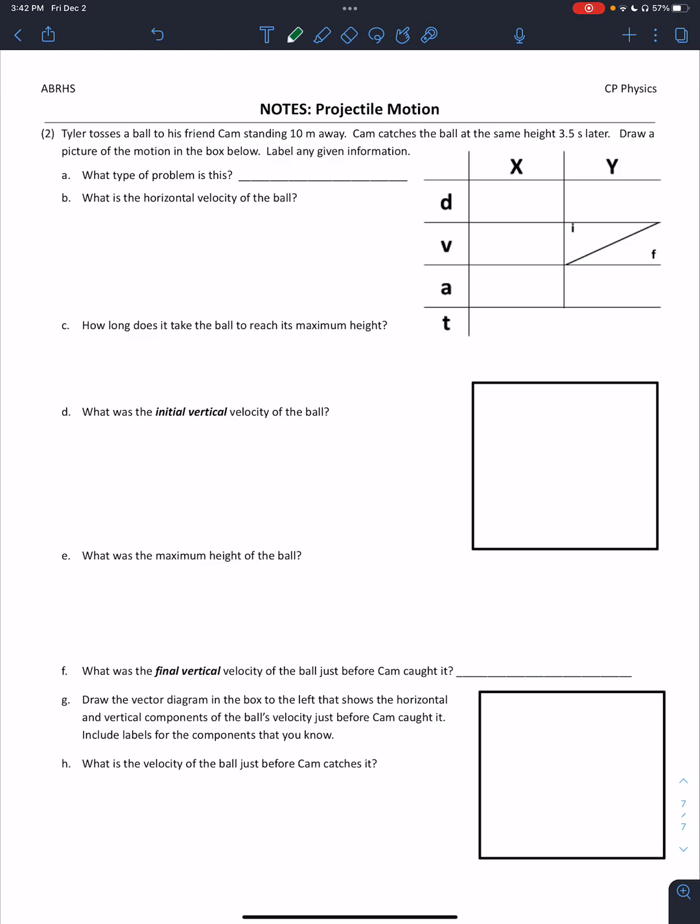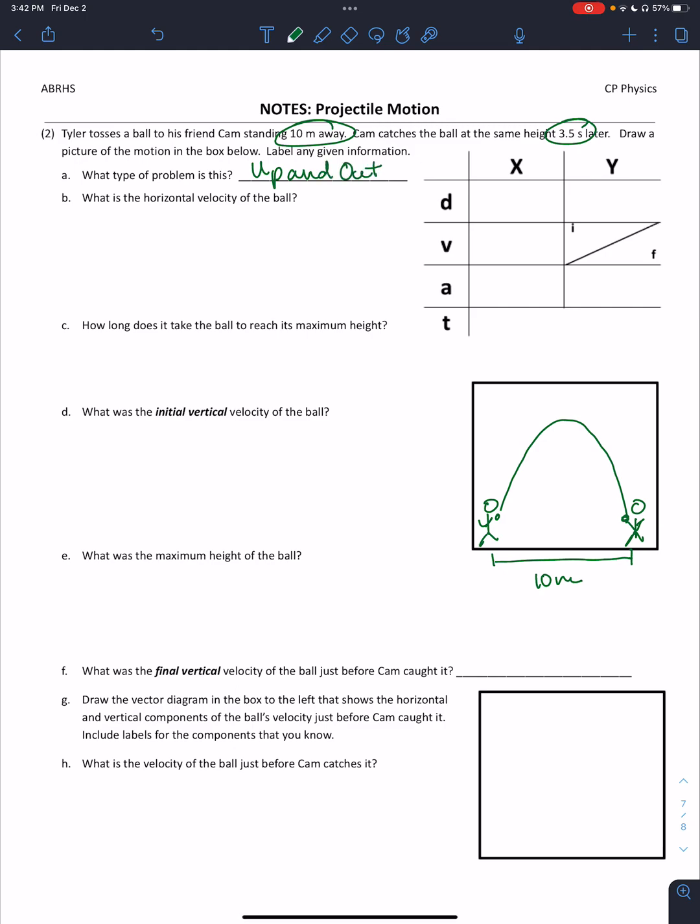Tyler tosses a ball to his friend Cam, who's standing 10 meters away. Cam catches the ball at the same height 3.5 seconds later. Draw a picture of this motion in the box below. Label any given information. So we've got Cam and Tyler throws a ball to Cam. The distance between these two is 10 meters, and it's in the air for 3.5 seconds. So what type of problem is it? This is an up and out problem.